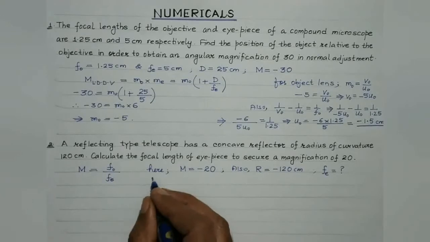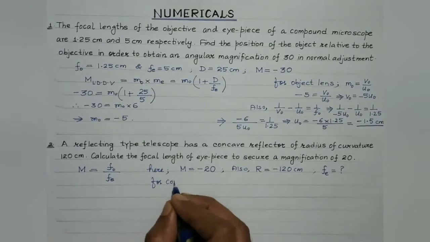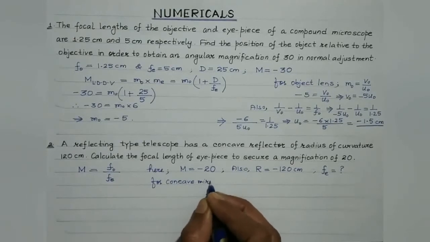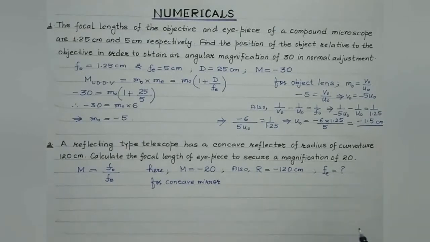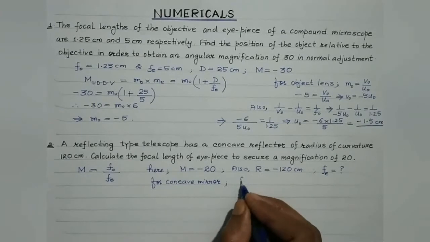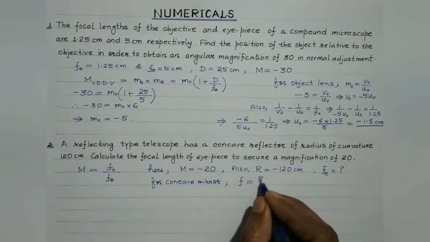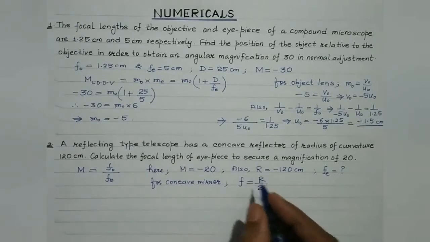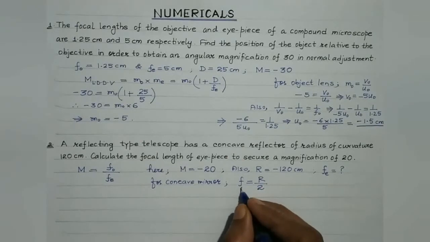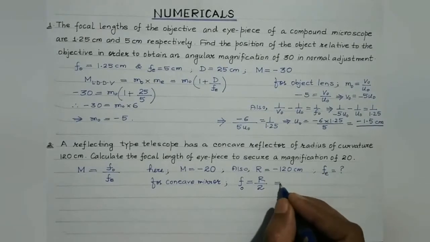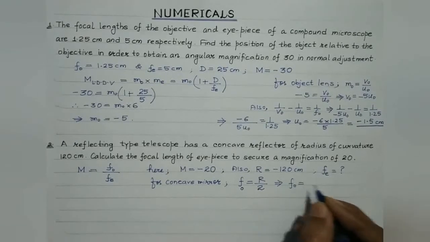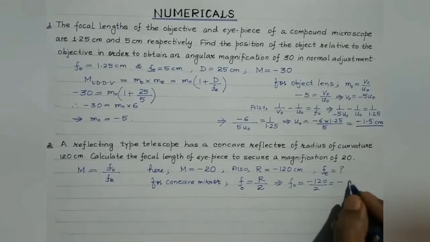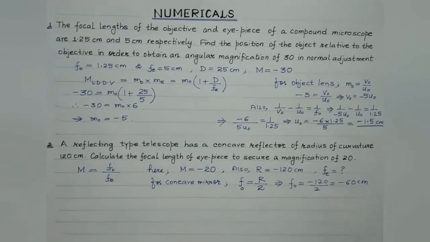Now we are aware for a concave mirror, actually for any spherical mirror, the relationship between focal length and the radius of curvature is: focal length is equal to half the radius of curvature. So obviously if the radius of curvature is negative, then the focal length would also be negative. So this is the focal length of the objective. So we get minus 120 divided by 2. That will give us minus 60 centimeter.